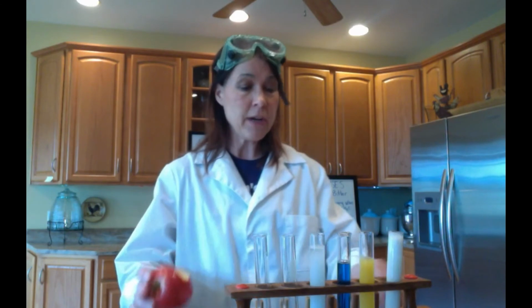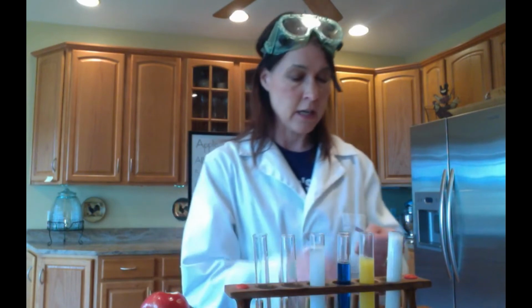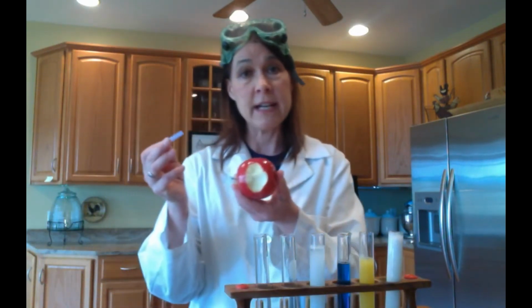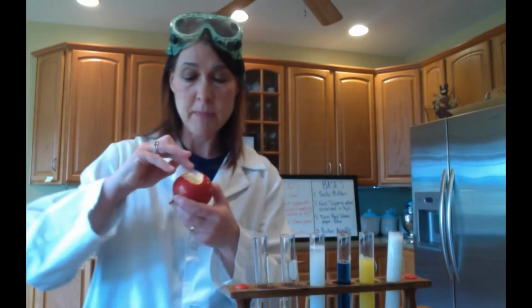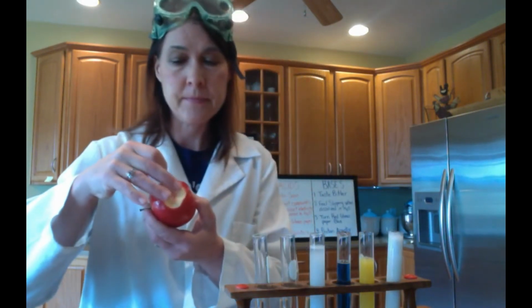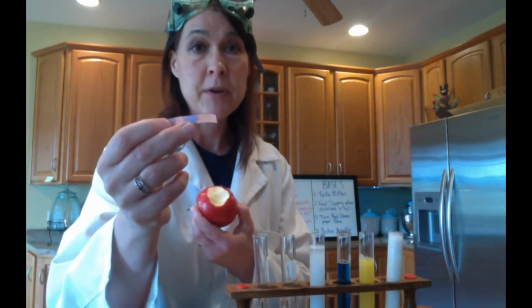All right, so we suspect that the apple is an acid because it tastes sour. So I'm going to take a piece of blue litmus paper and press it against the apple where I took a bite. And if the apple is an acid, blue litmus paper should turn red. Let's take a look. And there we have it. The blue litmus paper turns red.